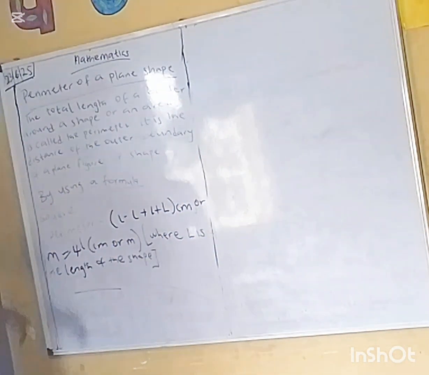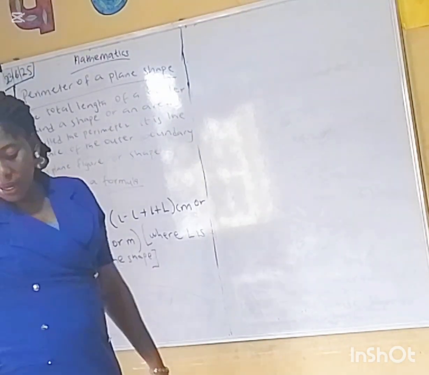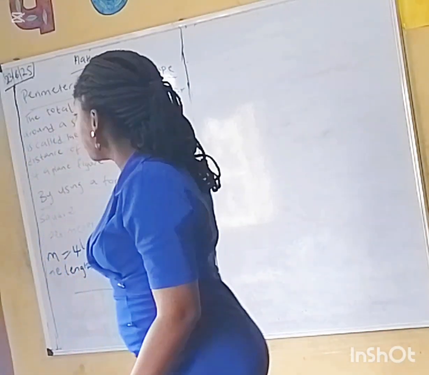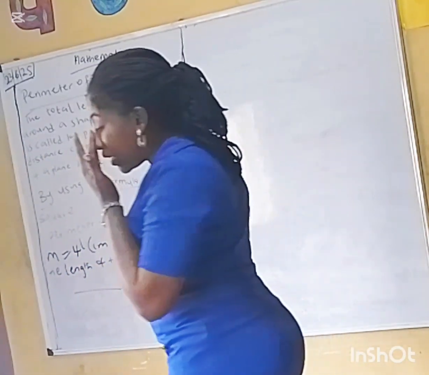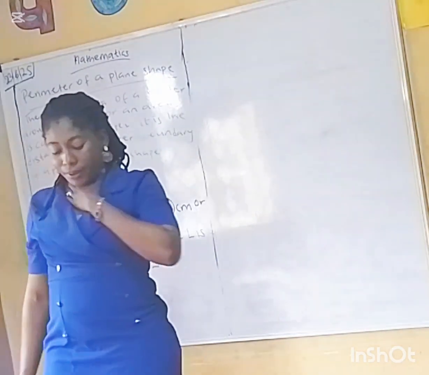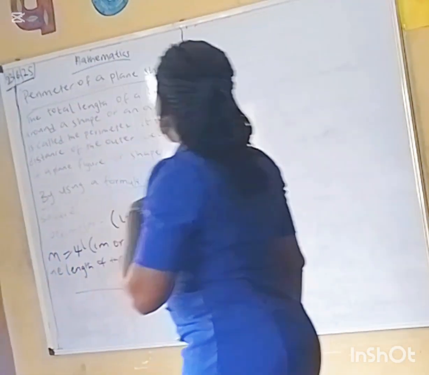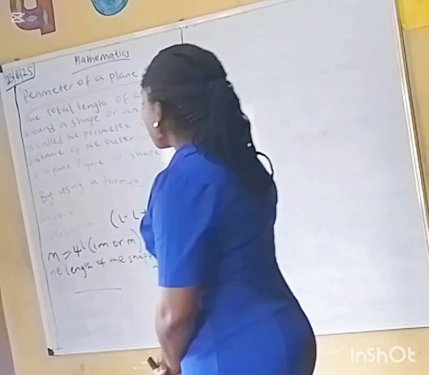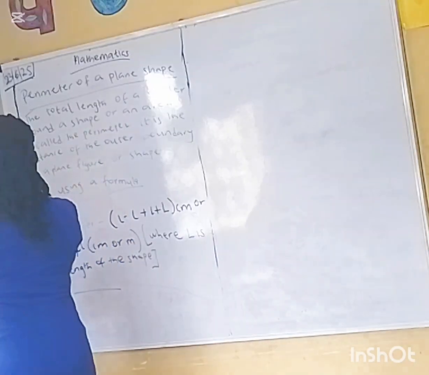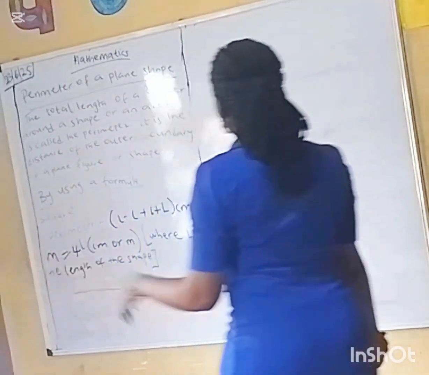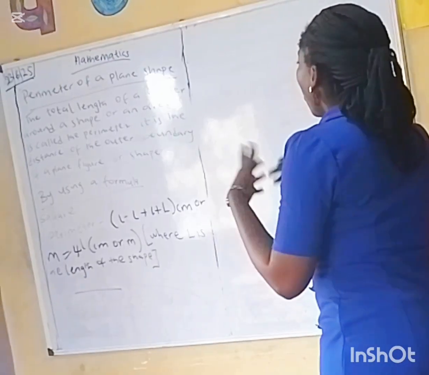Today we are looking at the perimeter of the plane shape. In our last lesson, last week Friday, we started by studying plane shapes. We said plane shapes are either regular shapes or irregular shapes, and we saw some examples of plane shapes, like square, rectangle, and so on. Now we're looking at the perimeter of a plane shape.